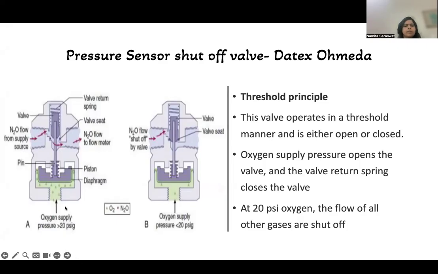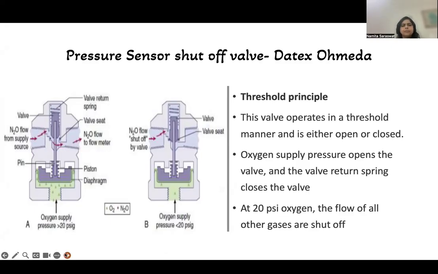You can see here, when the oxygen supply pressure is greater than 20 psi, the diaphragm will move the piston above, the valve seat will also move above, and the orifice will open, so the nitrous oxide will flow. However, when the oxygen pressure falls below 20 psi, the diaphragm and piston will move back. The valve seat will close the orifice, and there will be no flow of nitrous oxide. Complete shut off of the nitrous oxide will occur if the oxygen supply pressure is less than 20 psi. This is the pressure sensor shut-off valve, which works on the threshold principle.